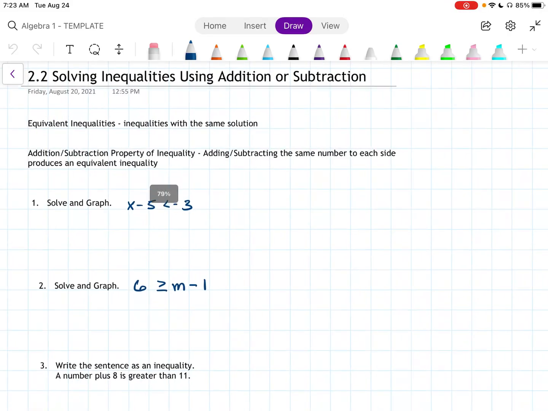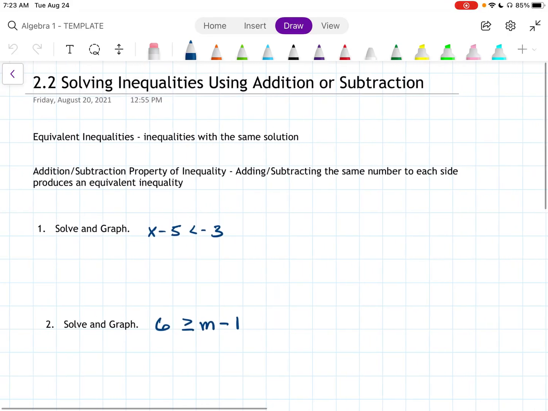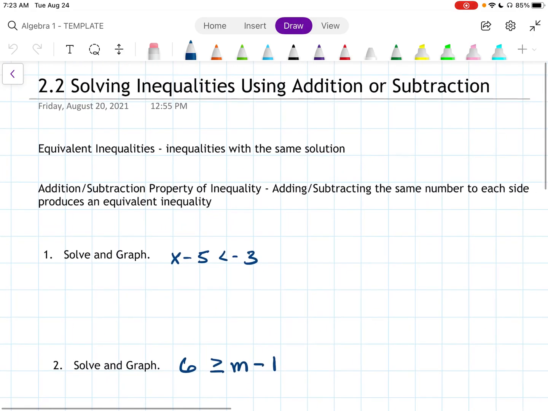Okay, Chapter 2, Section 2, Solving Inequalities Using Addition or Subtraction. Now, the rules that we're going to go over are the same rules that we would use if there was an equal sign. That's a good thing to keep in mind. Starting off with the word: equivalent inequalities are inequalities with the same solution.